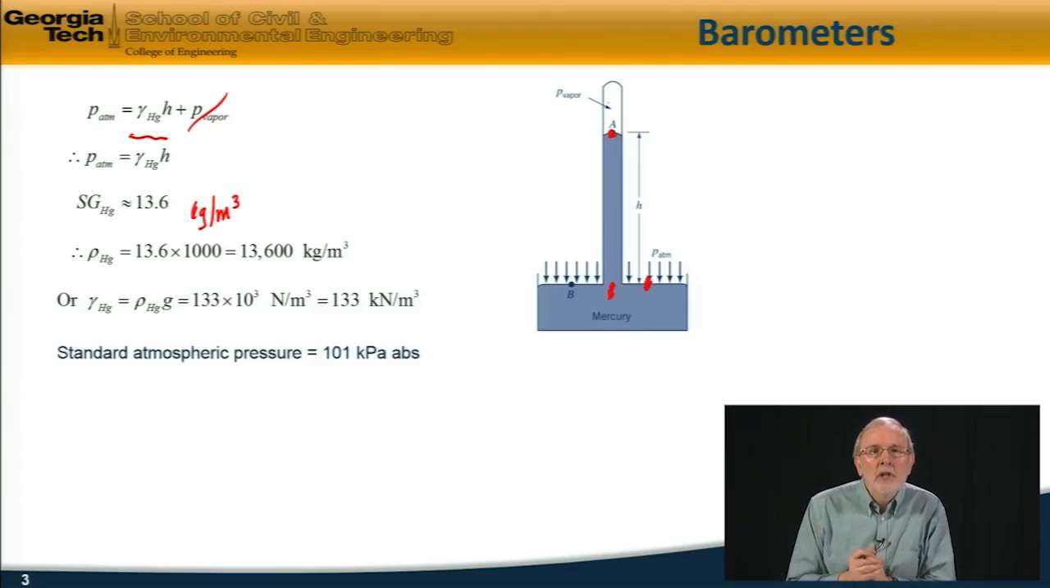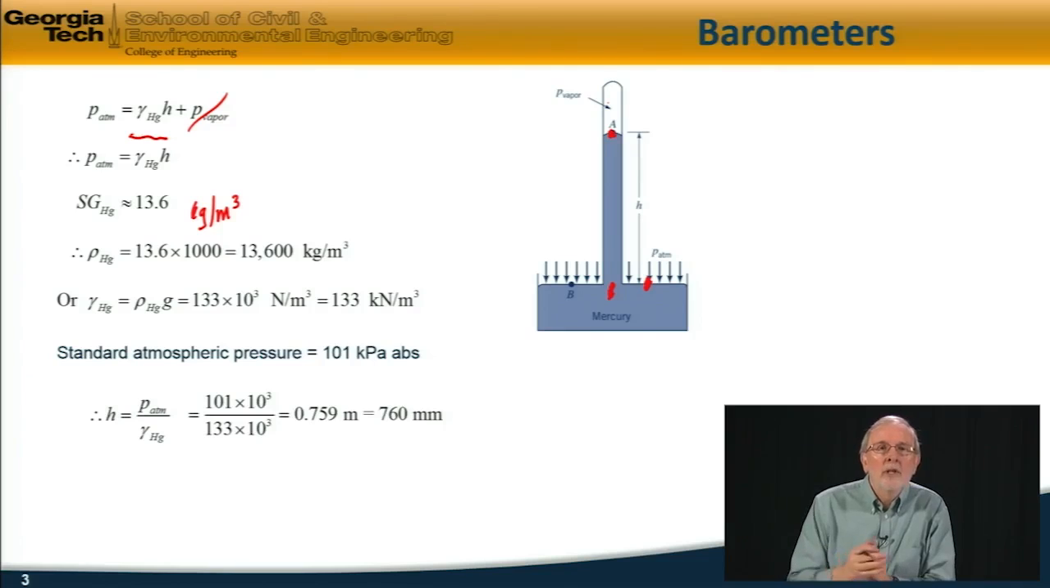Standard atmospheric pressure is approximately 101 kilopascals absolute. So the height of the mercury column is atmospheric pressure divided by the specific weight of mercury, which is therefore 101 times 10 cubed, divided by 133 times 10 cubed, which is 0.759 meters, or approximately 760 millimeters.